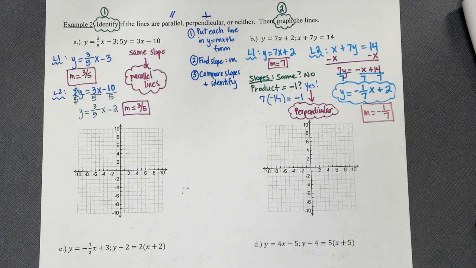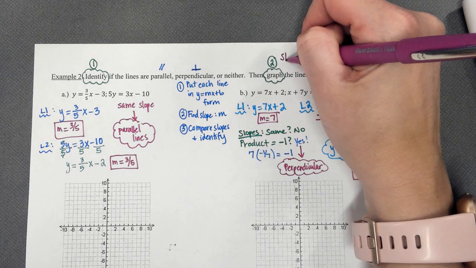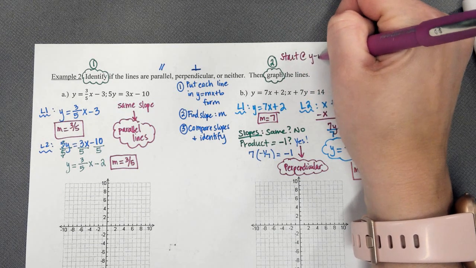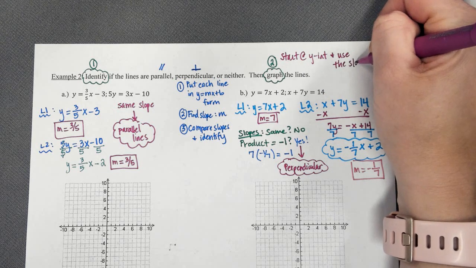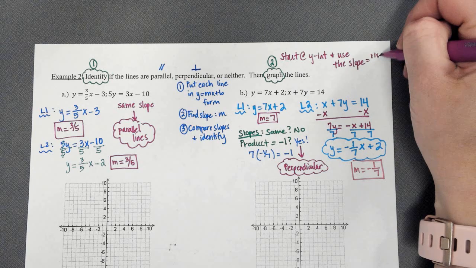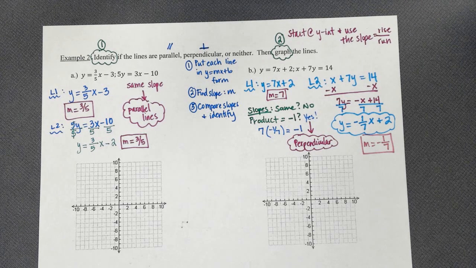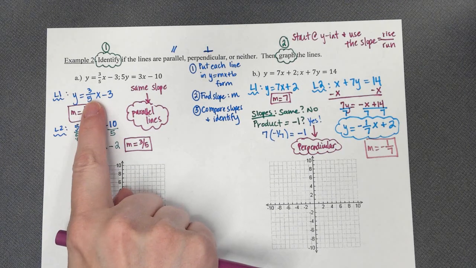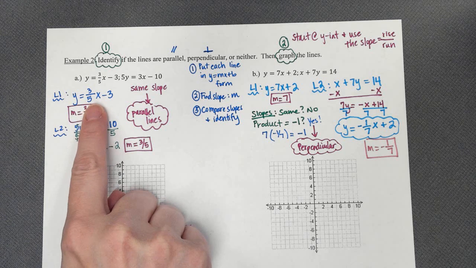And then the other thing we're going to do today is we are going to graph these. So when you are graphing them, there are 2 steps. You start at the y-intercept, and you're going to use the slope, which is your rise over your run. Would you guys like me to do this line with you, or do you feel like you can do that without me? Do you feel like you can graph that line without me or no?